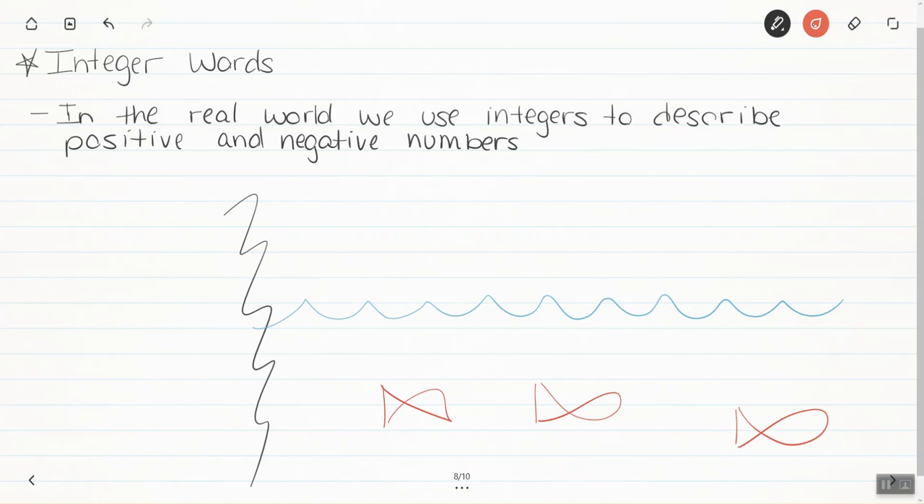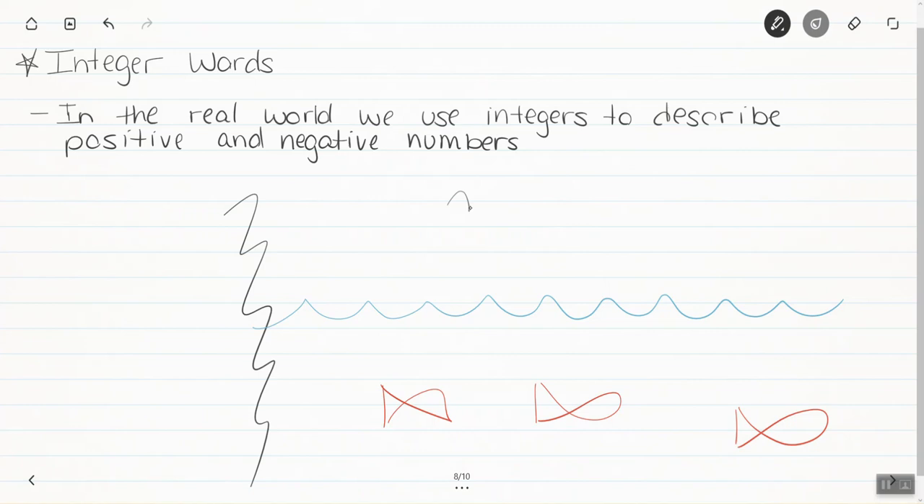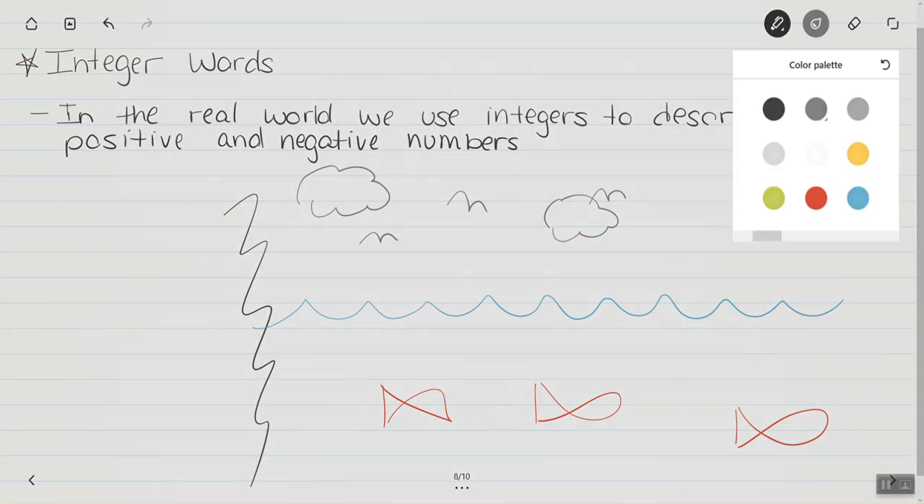Beautiful little fish. And in the sky and at my beach or my ocean, there's birds that fly. So I can remember that's the air. If you want to draw a little cloud, you could draw a cloud. Everything's happy. Okay, so now that we have our cute little picture drawn, let's talk about how this relates to math.